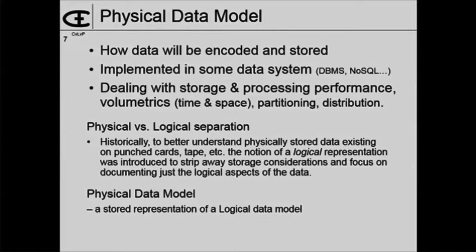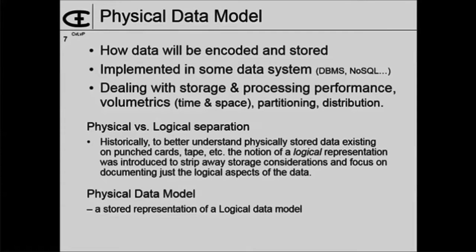The physical data model, how it will be encoded and stored, how it will be implemented in some DBMS, dealing with storage and processing, performance, volumetrics, and things like that, partitioning, distribution. All of these are not questions of what the model is modeling in the user's world. All of this is targeting for storage and implementation. Historically, databases start out as decks of punch cards. And it was hard to look at the punch card and figure out what it was all about. I mean, you wouldn't even know field boundaries, column boundaries.